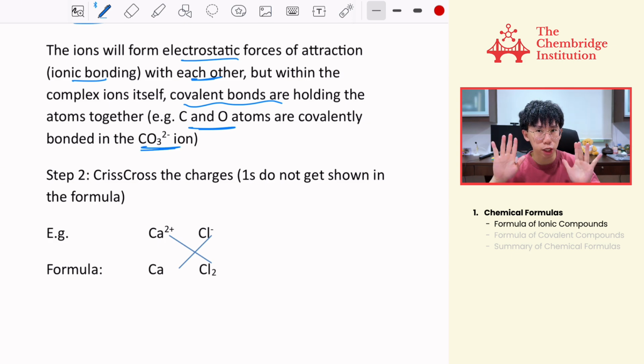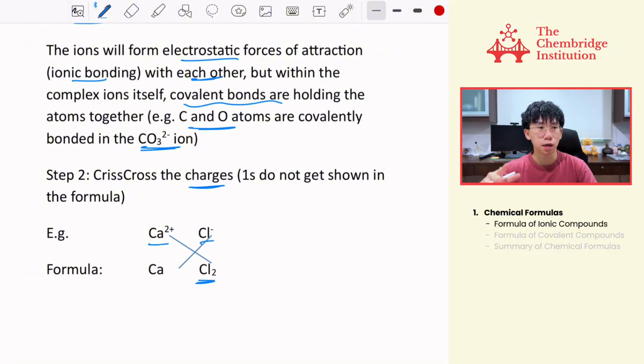So once we determine the charge of each ion, we can do the crisscross method. The crisscross method is where you crisscross the charges. For example, if you have Ca2+ and Cl-, since calcium has a 2+ charge, you crisscross, and the 2 is given to the chlorine.